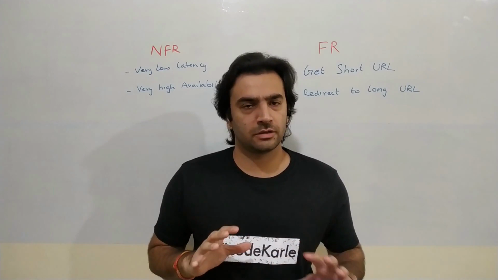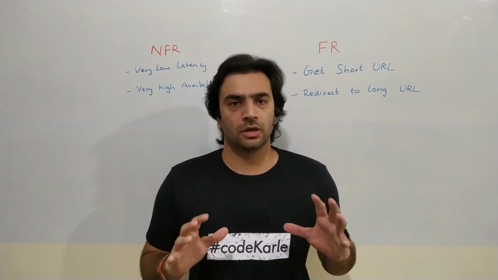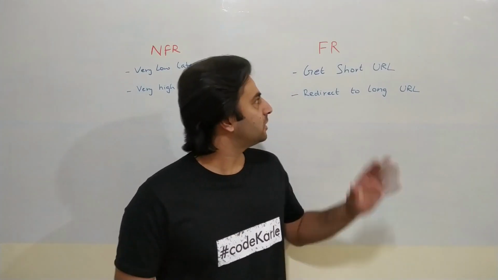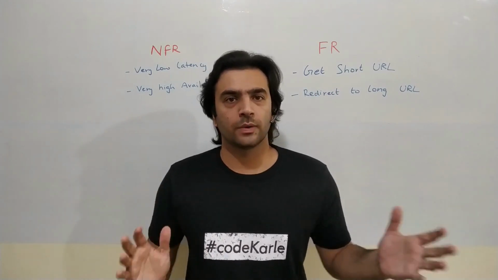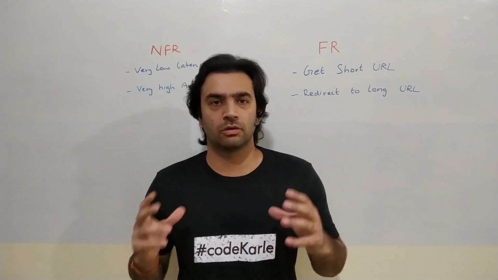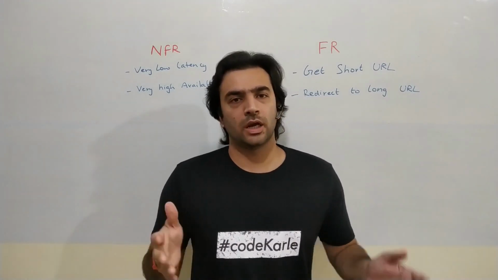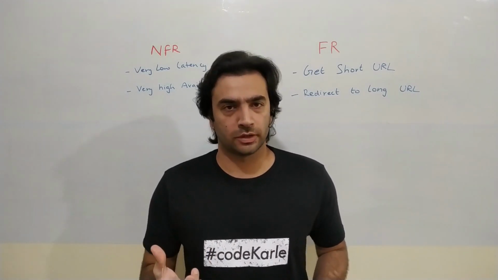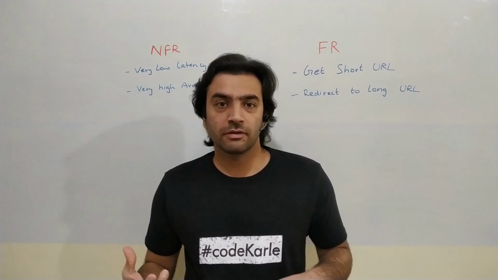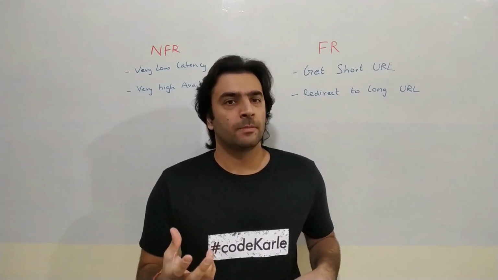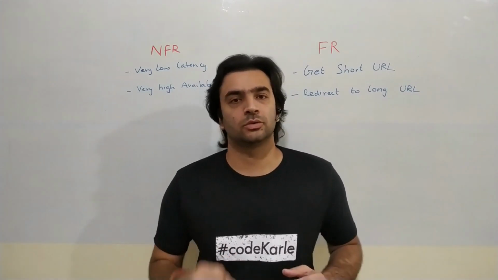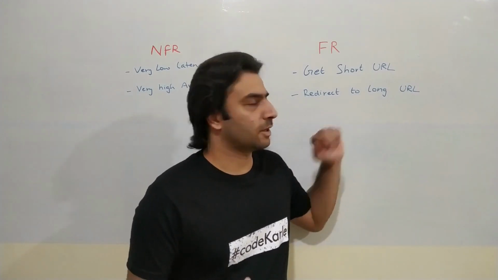This is a fairly straightforward problem. You have just two functional requirements. Given a long URL, get a short URL. So when somebody wants to shorten a URL, they'll give you a long URL and you need to return a shorter URL for that. And on the other side, when somebody hits a short URL, you basically redirect the person to the longer URL, which is the second point.